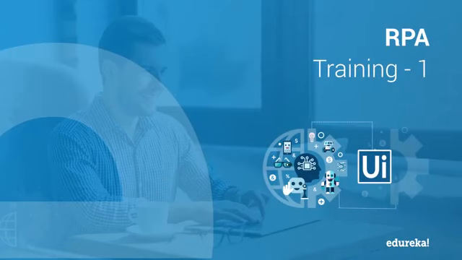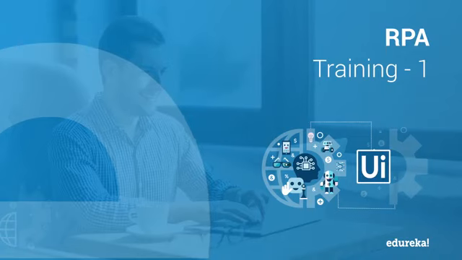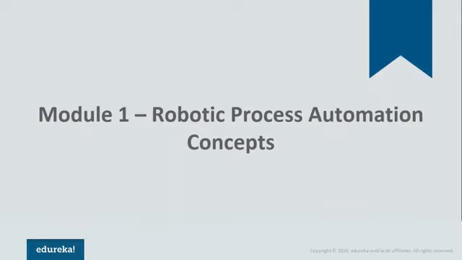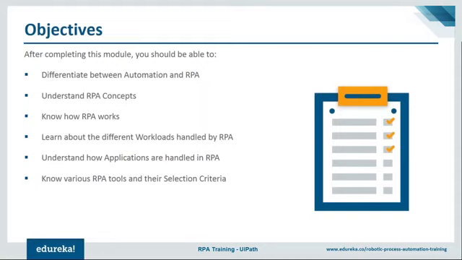I welcome you all to this course on robotic process automation using UiPath. So you'll be learning all about RPA and how you can use it or implement it in the UiPath tool. So let's start on with the session, which is module 1, which says robotic process automation concepts, and see what all it has in store for us. So let's move on to the objectives to see what all you'll be learning today.